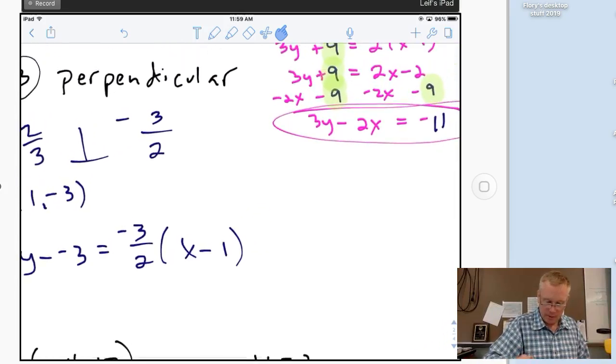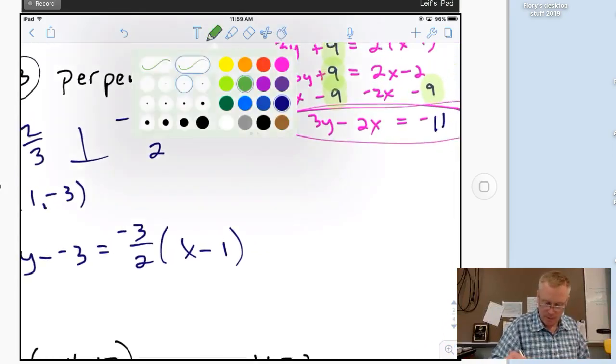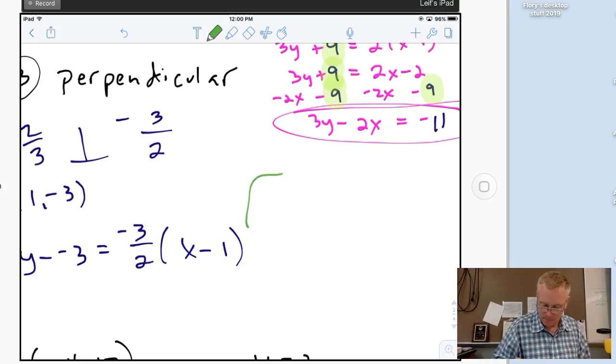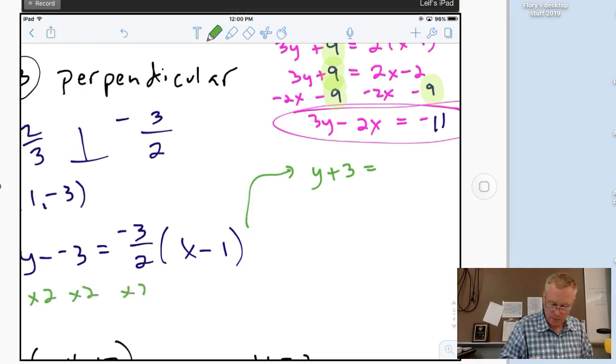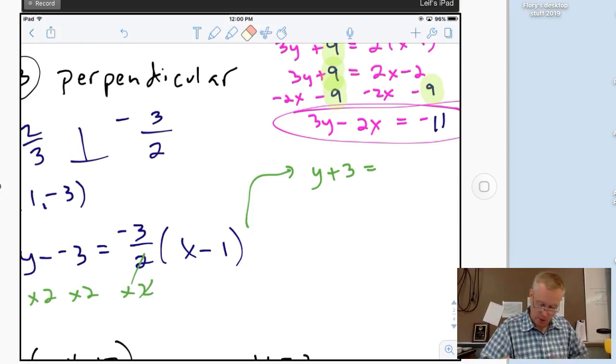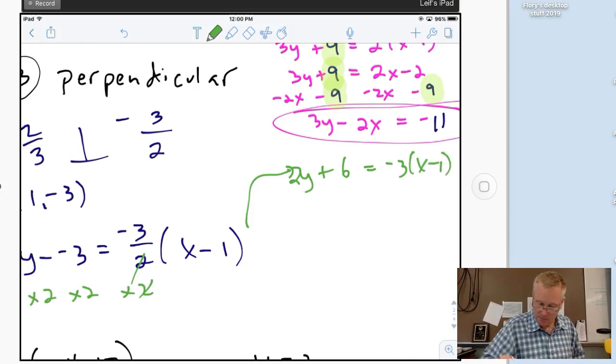And now I'm going to clean this up, get rid of the double negatives. So I get y plus 3. Maybe I can multiply, do this all in one step here. I'm going to multiply it by 2 so I can get rid of this denominator. Okay, so that's actually going to be 2y plus 6. Let's see if I can do it without making any mistakes this time. 2y plus 6 equals -3 times x minus 1.